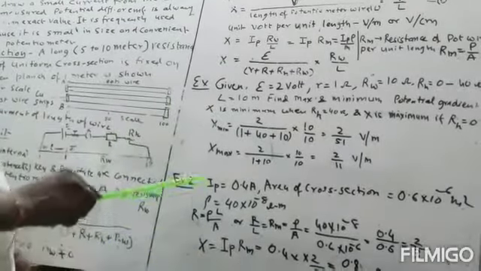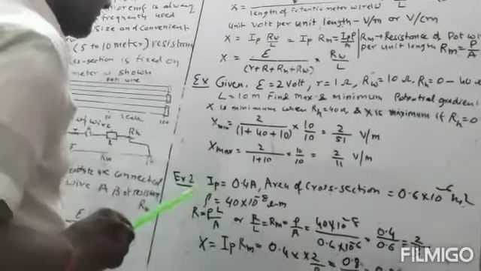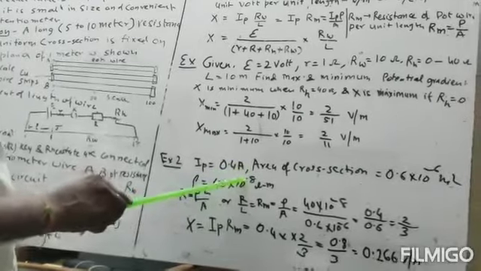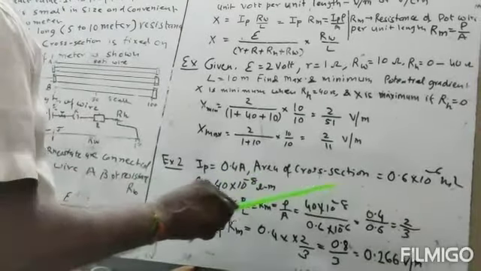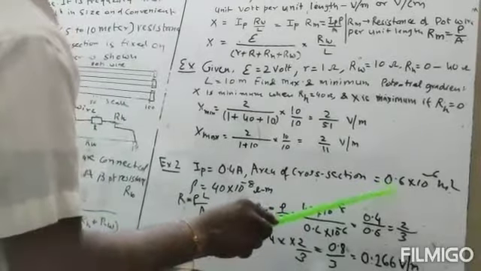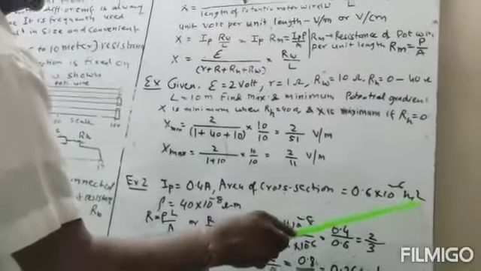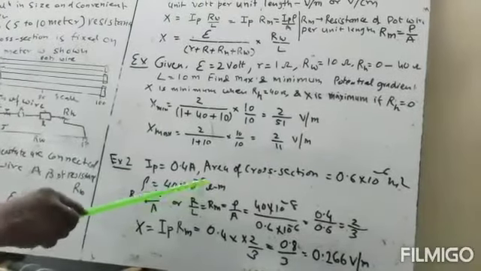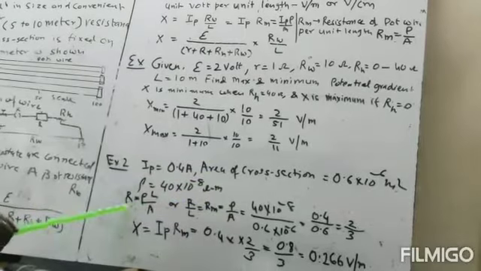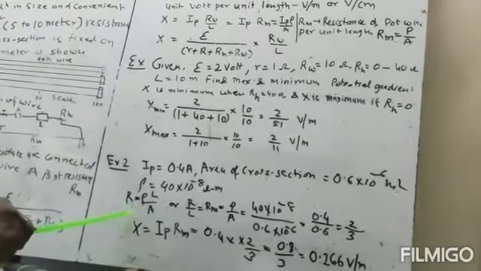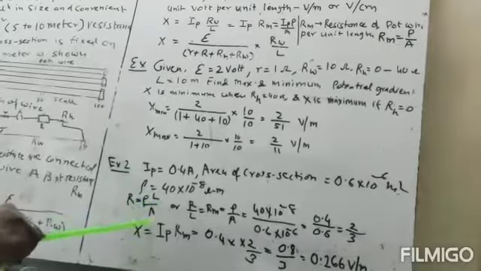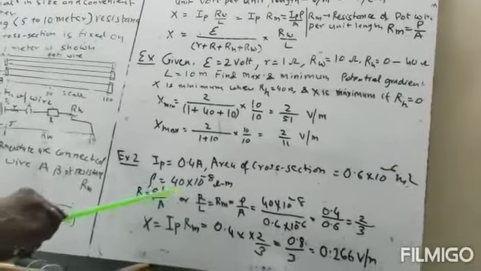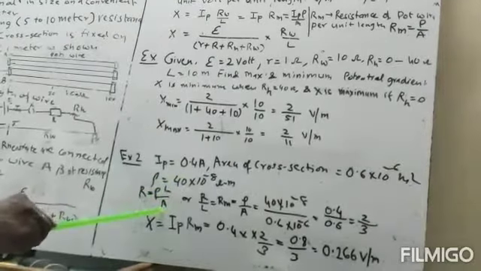Now next problem, we have to find the potential gradient. Here we have given IP, the current, equal to 0.4 ampere. The area of cross section of the wire is equal to 0.6 into 10 raised to power minus 6 meter square, and the resistivity is equal to 40 into 10 raised to minus 8 ohm meter. So we know R is equal to rho L by A. So R by L will be equal to rho by A.